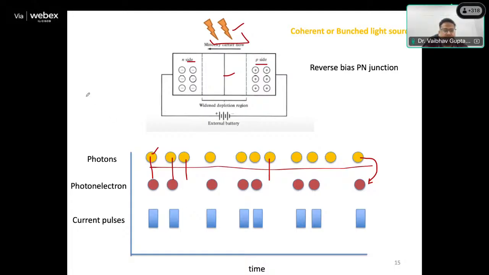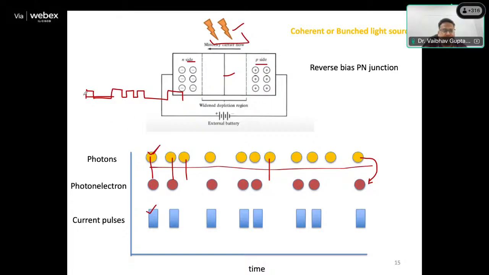So what do you expect? Do you expect your current response with time like this, or do you expect that first there is a current, and then the next photon arrival is random, it doesn't really arrive, and then after some time it comes? Okay, then there is current, it goes back, then the next photon comes after some time. Okay, and then there is a current, then the next photon comes very quickly, so there is current, then the next photon comes again very quickly, but then the next photon comes after some time. So this statistics of photons is now getting transferred into the current pulses.